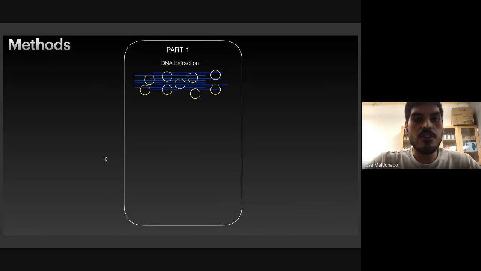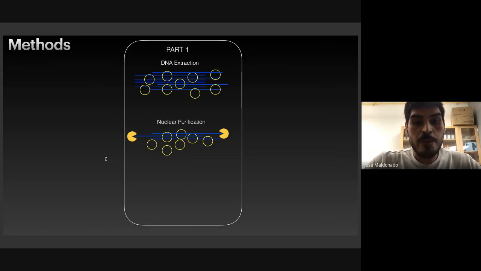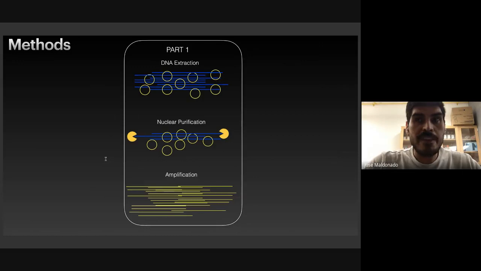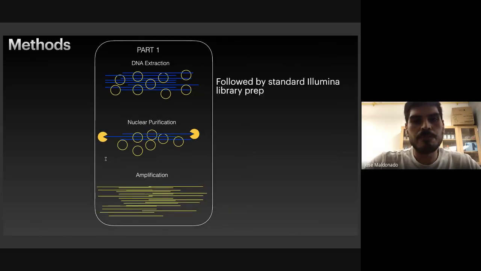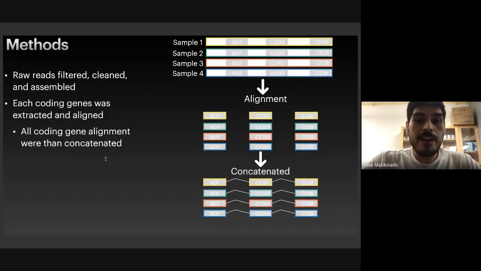And the way we sequenced our genomes was a novel method that our lab developed, where we took our DNA extractions and purified away the nuclear genome, leaving behind only the mitochondrial one. We then did a PCR-free step to reduce introducing errors, and we exponentially amplified the mitochondrial genome. And then we did a standard library prep. Once we got our data back, we filtered and cleaned it, and we were pretty stringent. We assembled them, we annotated our genomes, we aligned each gene, and then we concatenated our alignments so that we could make a large contig.